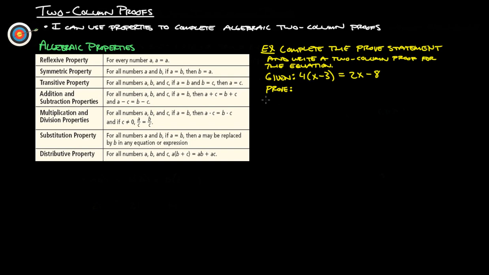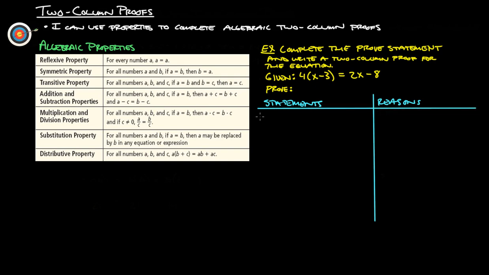So let's do our statements and our reasons. Statements, and then over here we're going to do reasons, and do our little 2-column proof here. Okay. So first thing that we're going to do is start with 4 times x minus 3 equals 2x minus 8. How do we know that that's true? Because they gave it to us. It's given.